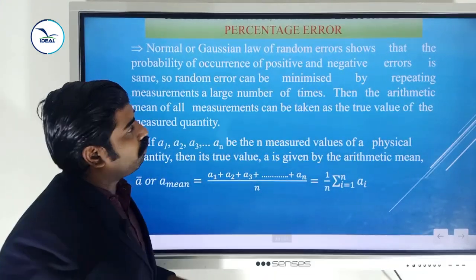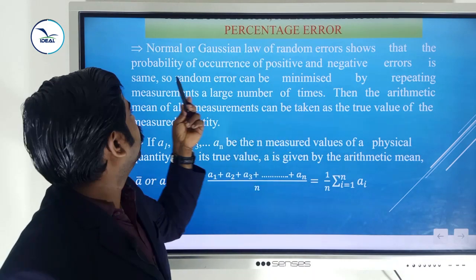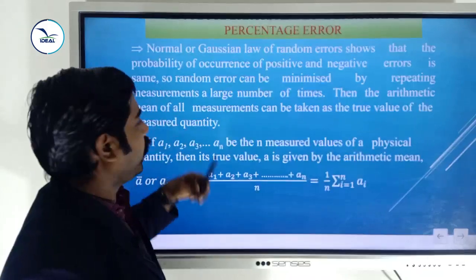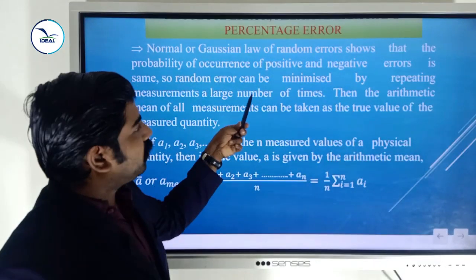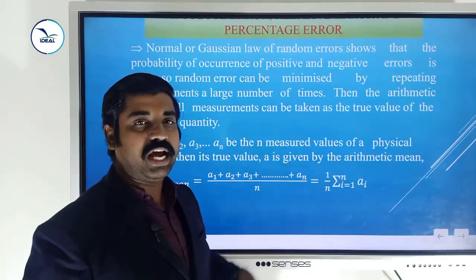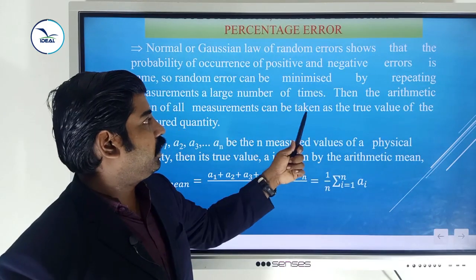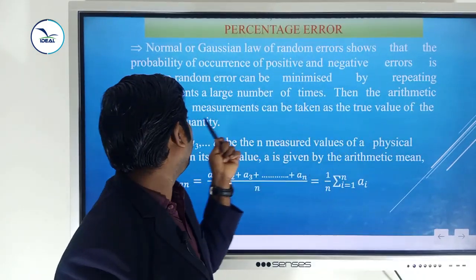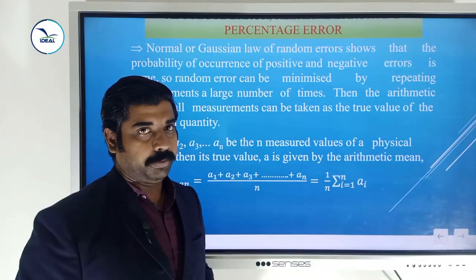Normal or Gaussian law of random errors shows that the probability of occurring positive and negative errors is the same. So the random error can be minimized by repeating measurements a large number of times. Then the arithmetic mean of all measurements can be taken as the true value of the measured quantity.